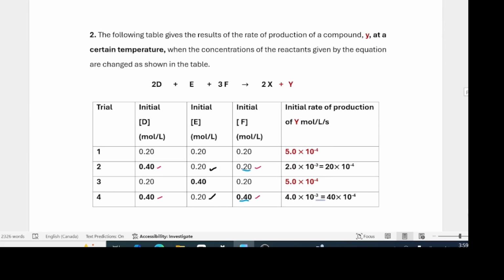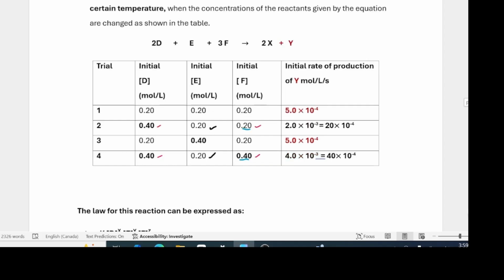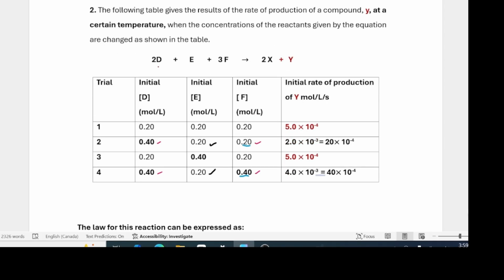Let's look at another problem again. Hopefully by doing these examples, you'll get a good understanding of how to find the rate orders and the rate law equation and how to calculate the rate constant. In this reaction here, D is reacting with E and F to give you X and Y, but apparently Y is a measurable guy, so they'll use that to calculate the rate of the reaction in all these different trials here. So in the first trial, you can see these are the concentrations here. The rate of the reaction is 5.0 times 10 to the negative 4 mole per liter per second of Y formation.